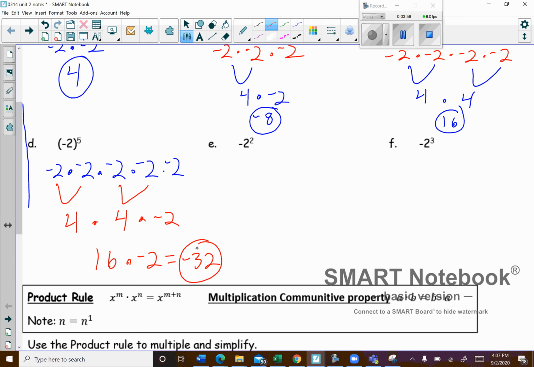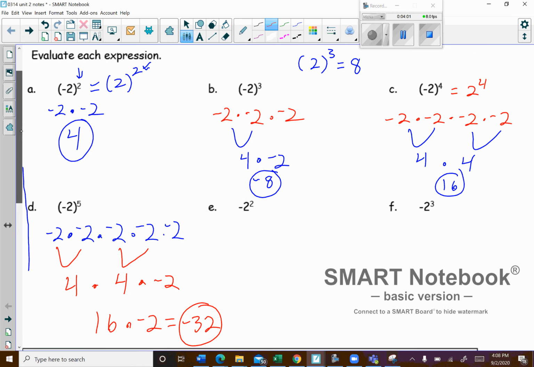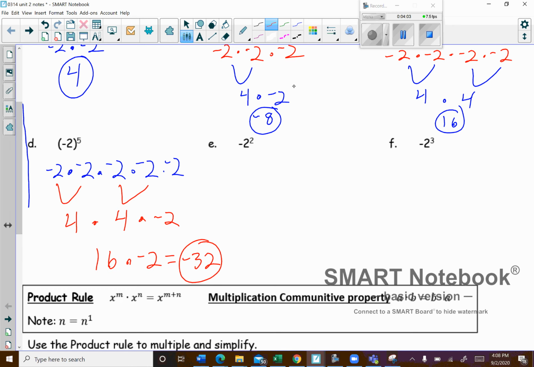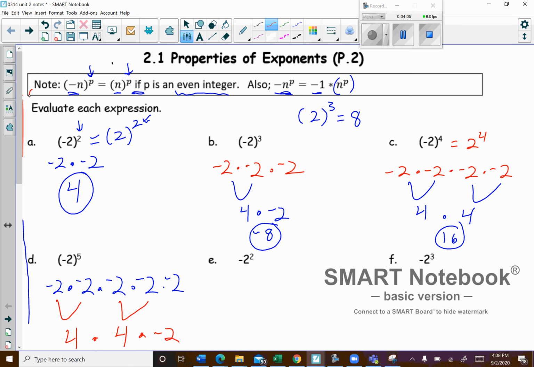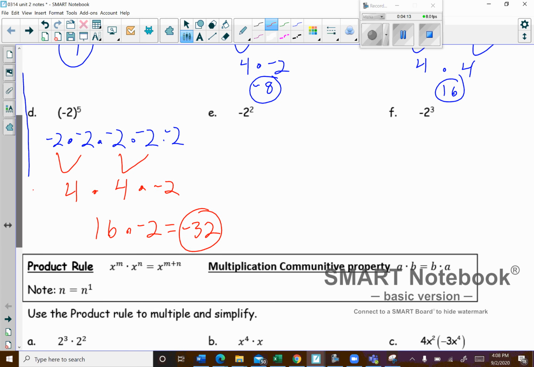Okay, parts E and F, we're going to see this in action right here, where if we don't have parentheses around it, the negative is actually applied after the fact, okay? And so I just want to be careful about this. Really this is negative 1 times 2 to the power of 2. So 2 times 2 is 4. Negative 1 times 4 is negative 4.